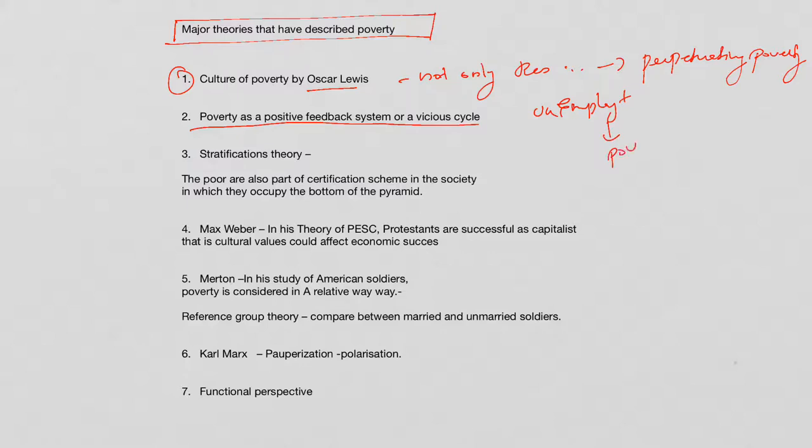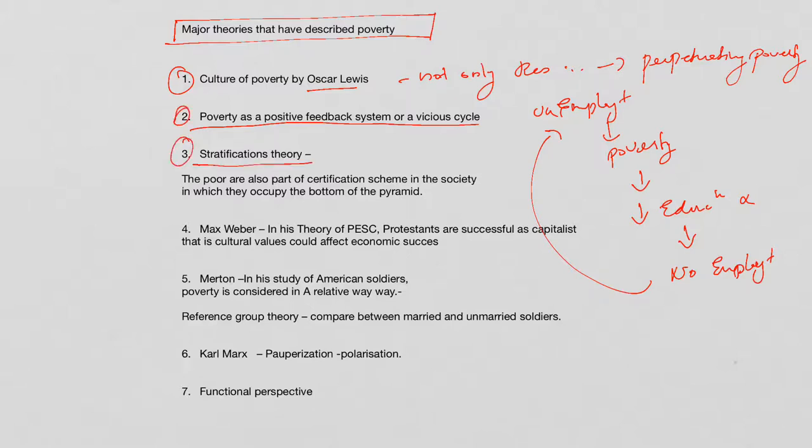Because of poverty, people are poor, so we cannot take education. Education is not taken, and without good education you will not get employment. Again, there is no employment. Okay, the vicious cycle is going on. So this is the theory of poverty as a positive feedback system or a vicious cycle.